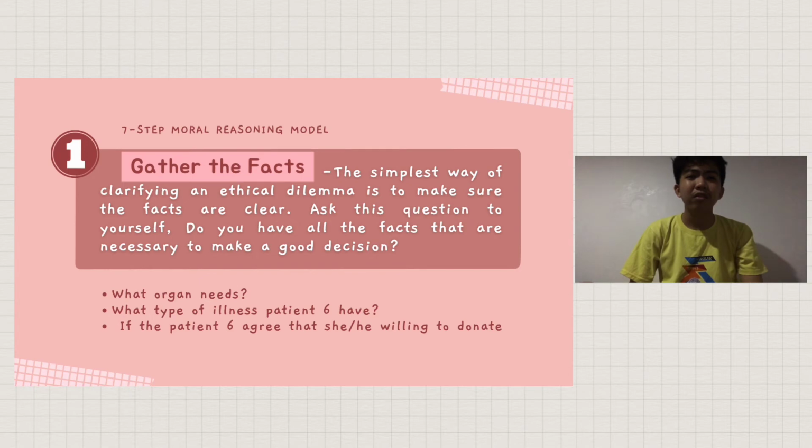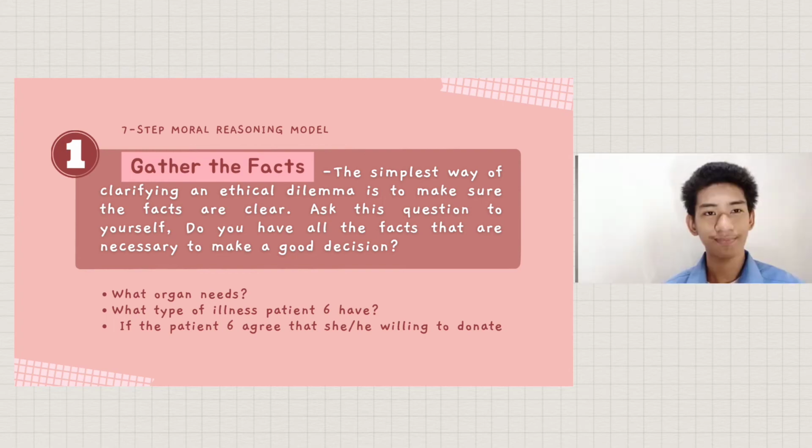If patient 6 agrees that she is willing to donate, for example, if I'm the doctor, I will go first to patient 6 and ask her if she wants to be a hero. After that, I'm going to tell her that we need an organ donor to save the lives of 5 patients. If she agrees, then we need to run the test to see if her organs are qualified to donate. Yeah, and next reporter, please.